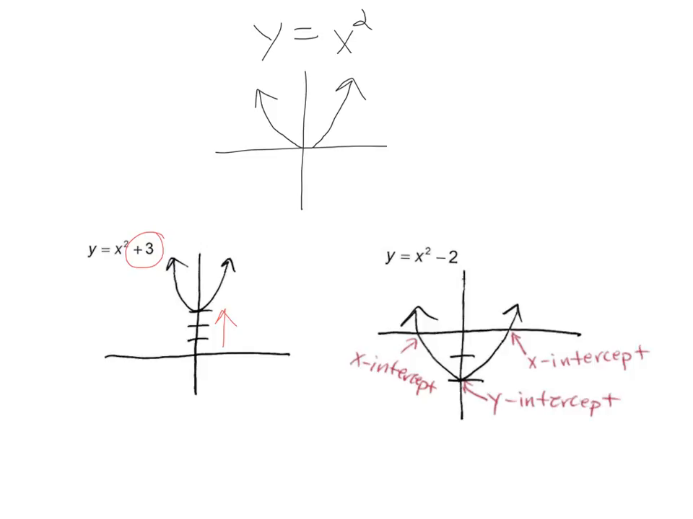If you do subtraction at the end, after the x squared, it moves the parabola down. So x squared minus 2 moves the parabola down 2 spaces on the graph. Where the parabola crosses the x-axis is the x-intercept, and where it crosses the y-axis is the y-intercept. And you can find those by looking on the graph, but you can also find them algebraically. And this works for all graphs, not just parabolas.